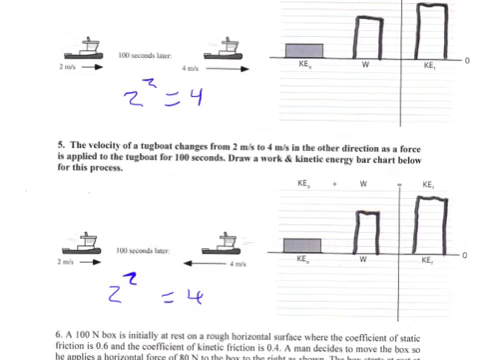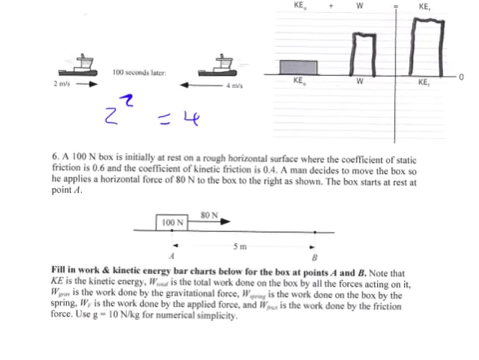But the easiest thing to do is to forget about how much work I had to do to slow it down and stop it, as much as you probably want to think about that. And just look at it: I started off with 2, I ended up at 4. Its kinetic energy is 4 times greater than it was to begin with. And our next one here.